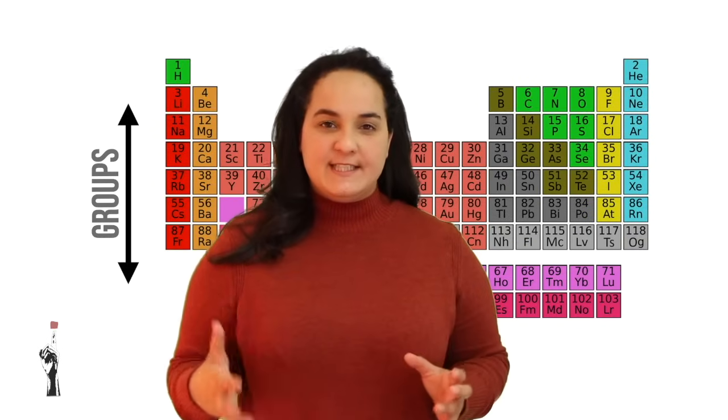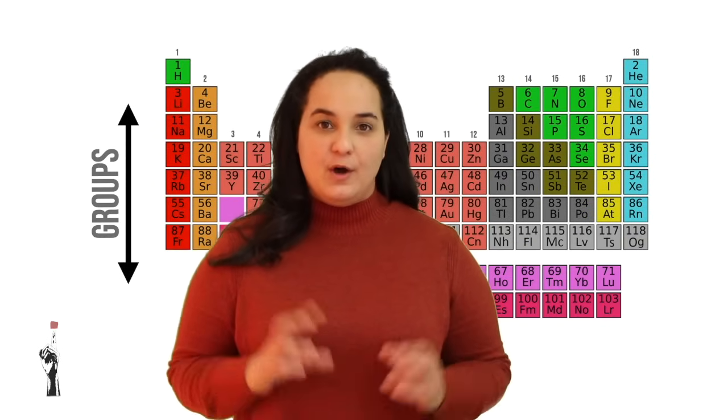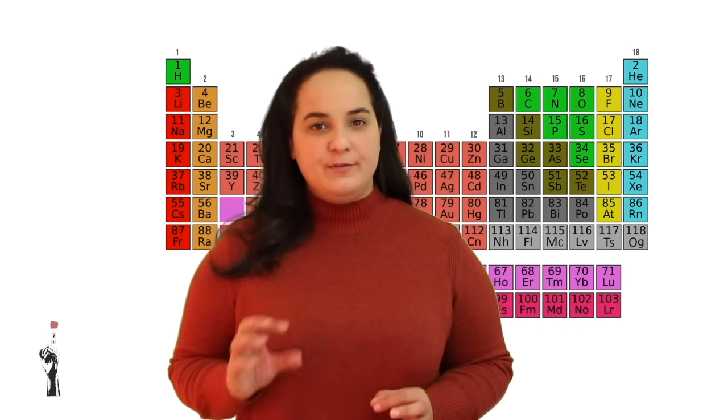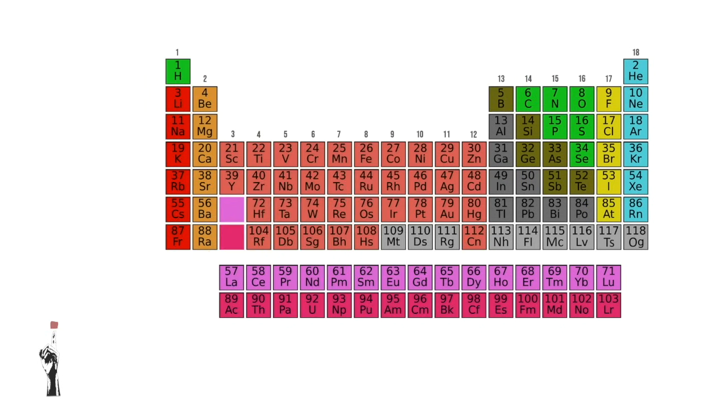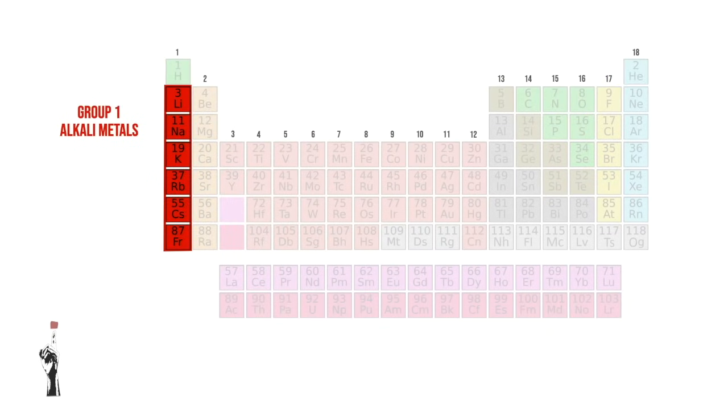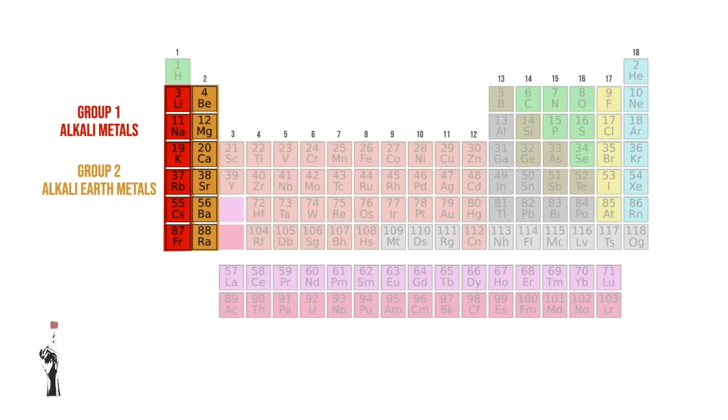You could be asked the names of the groups on your periodic table, and there are only a few to remember. The first group we call the alkali metals. The second group is the alkaline earth metals.